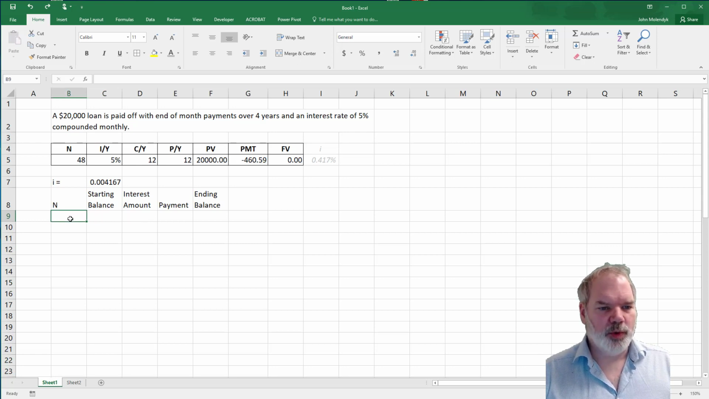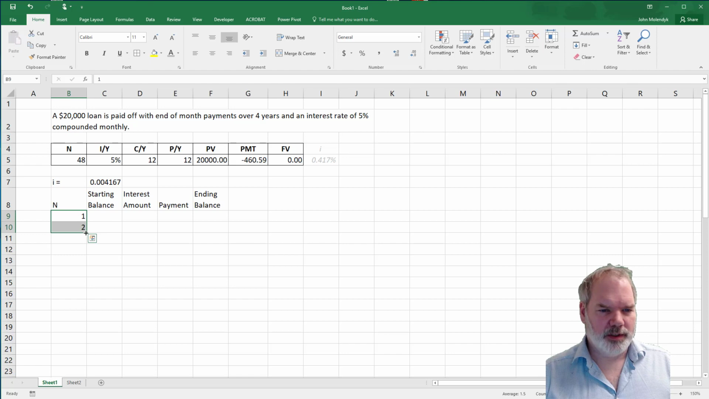In the amortization table, we're going to take a look at every month and see how much interest we paid and how much is left on the loan. So first of all, I'm just going to set it up. I'm going to say 1, 2, and we're going to have 48 payments, so I'm going to do this 48 times. I put in 1 and 2, so I can create a little series.